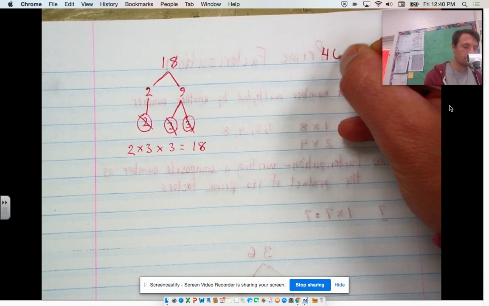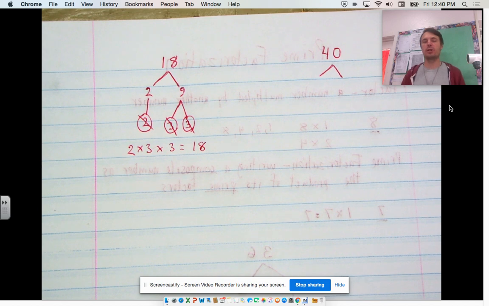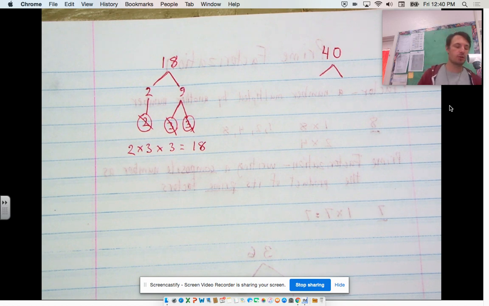Okay, let's do another example together. Let's do 40. Go ahead again, pause the video and do the prime factorization for 40 independently. See if you can do it by yourself. And then when you're finished, press play. Okay, hopefully you did what you were supposed to do and you paused the video and you did the prime factorization for 40 and then you pressed play. Now you can see if you did it correctly.